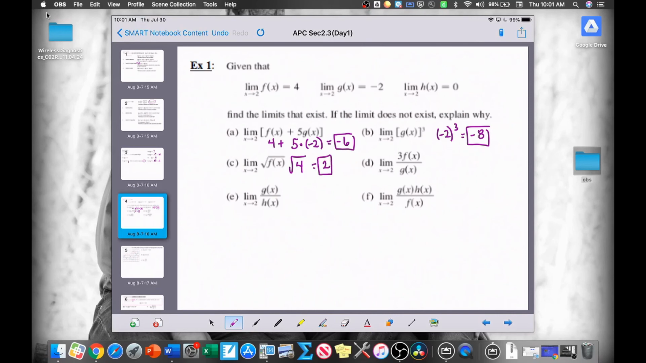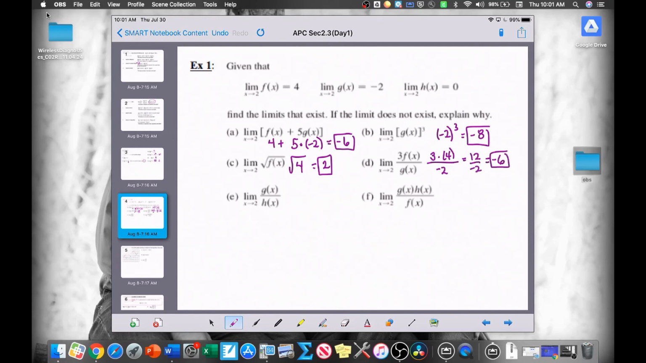Letter D, the limit as x approaches 2 of 3 times f of x in my numerator. Okay, so I do 3 times the limit as x approaches 2 of f of x, which is 4. And then on the bottom, it'll be the limit as x approaches 2 of g of x, which is negative 2. Now I just do the math. 3 times 4 is 12, and 12 divided by negative 2 is negative 6.